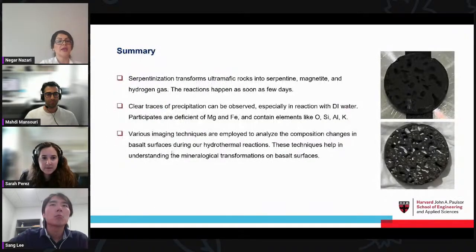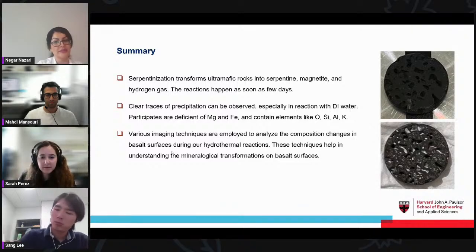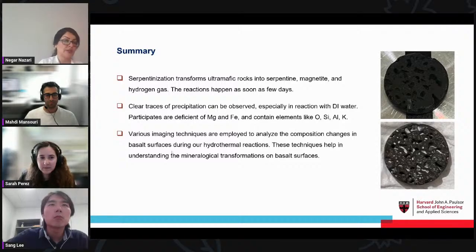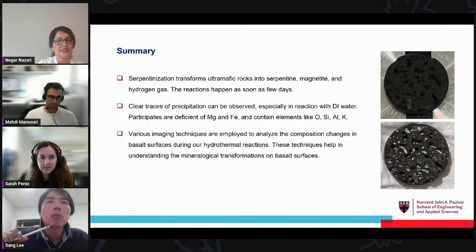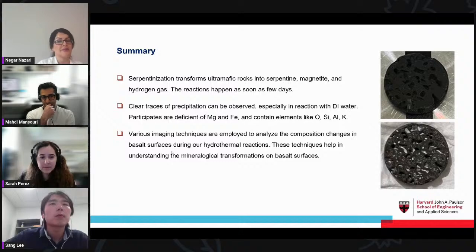So in summary, we showed that the serpentinization transformed the ultramafic rocks into serpentine, magnetite, and hydrogen gas. We didn't prove the presence of the hydrogen gas, but we proved the changes that happen across the mineral in terms of the minerals on the surface of the sample. The reaction happens as soon as a few days, which is very interesting. And clear traces of precipitation were observed, especially in reaction with the DI water, which was expected.